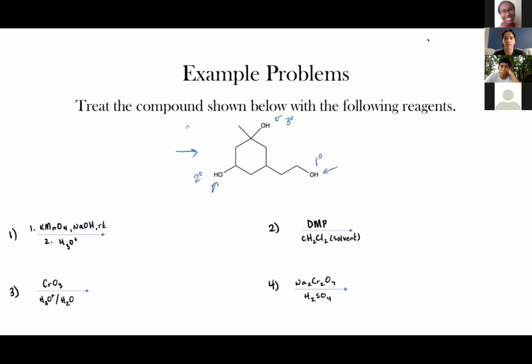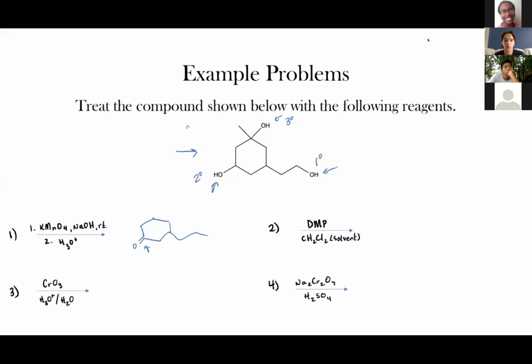So if we react this molecule with KMnO4, NaOH, and then the H3O plus, let's just go. What should happen to the alcohol that was on that carbon on the corner over here? Will it become a carboxylic acid, ketone, or neither? It would turn into a ketone. Good. So we get a ketone over here. And how about the primary alcohol? What does the primary alcohol turn into? Aldehyde?